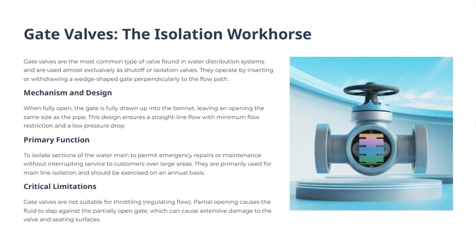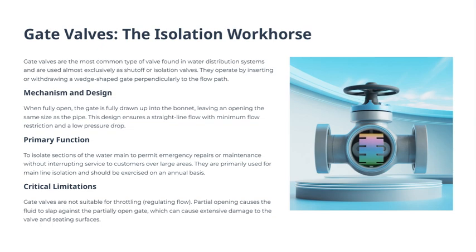Now, let's talk about their primary function. When fully open, the gate is drawn up into the bonnet, leaving an opening that's essentially the same size as the pipe itself. This design allows for a straight line flow, which means minimal flow restriction and a low pressure drop, very efficient for flow when fully open.